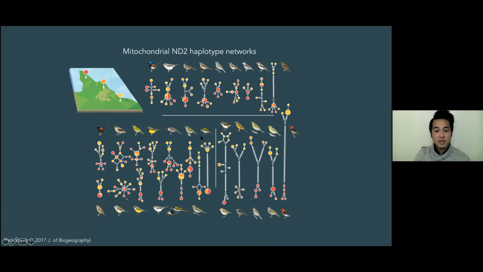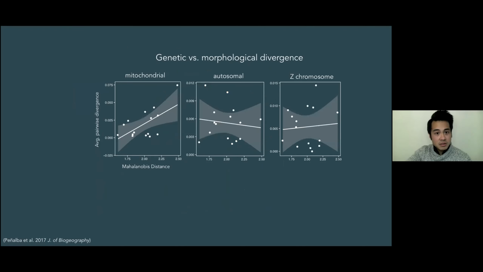The main thing I want you to take out of this particular busy plot is that there's quite a bit of variation, where some of these birds are really mixing between these different populations, while others have really strong divergence and strong population structure. And these are all co-distributed. They have quite similar sizes and similar ecologies, and you still see quite a bit of variation in their population structure and divergence.